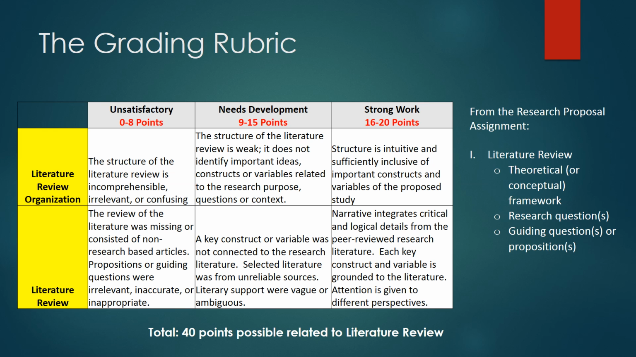Each key construct and variable is grounded to the literature, and attention is given to different perspectives. So I'm looking for you to have defined your constructs and made a strong connection to previous research on either that specific construct or constructs that are very closely related. And you'll also notice in the last sentence, attention is given to different perspectives. So I'm also looking for you to present information that may be contradictory to your position, but you need to give credit where credit is due. So overall, there are 40 points possible related to the literature review in your semester-long research proposal process.